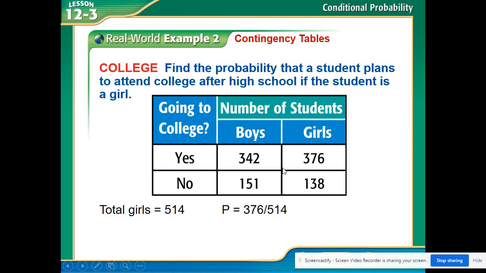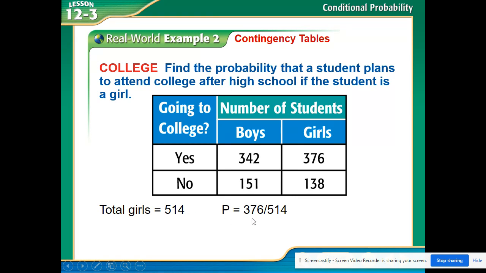Now this is a contingency table. It breaks up multiple different questions. Here we have the number of students at a high school, the number of boys and the girls, so it splits up boys and girls, and then are they going to college or not? So it gives us a bunch of different conditions, and we can use that to answer this kind of probability. Find the probability that a student plans to attend college after high school if that student is a girl. So that student is a girl, that's the denominator. So we have to find out how many total girls there are. To find out the total girls, we're just going to add these two together for 514.